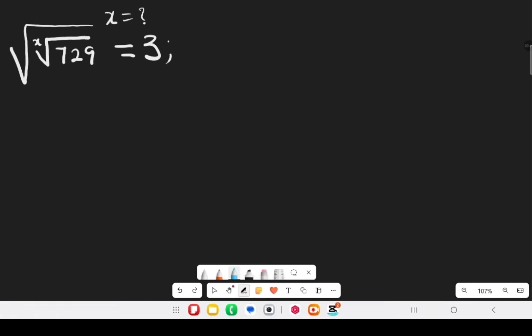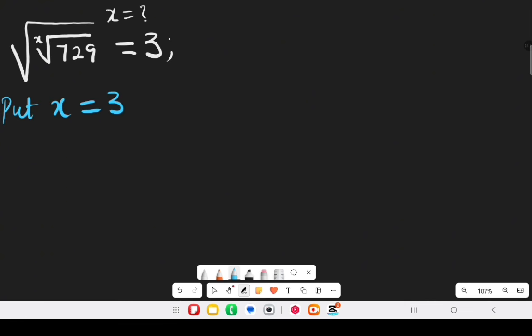Now we have explored different ways or methods to solve this particular question. The next step, we have to check if our answer is correct. Then we put x equal to 3 in the original equation, which is root of cube root of 729. Is it equal to 3?